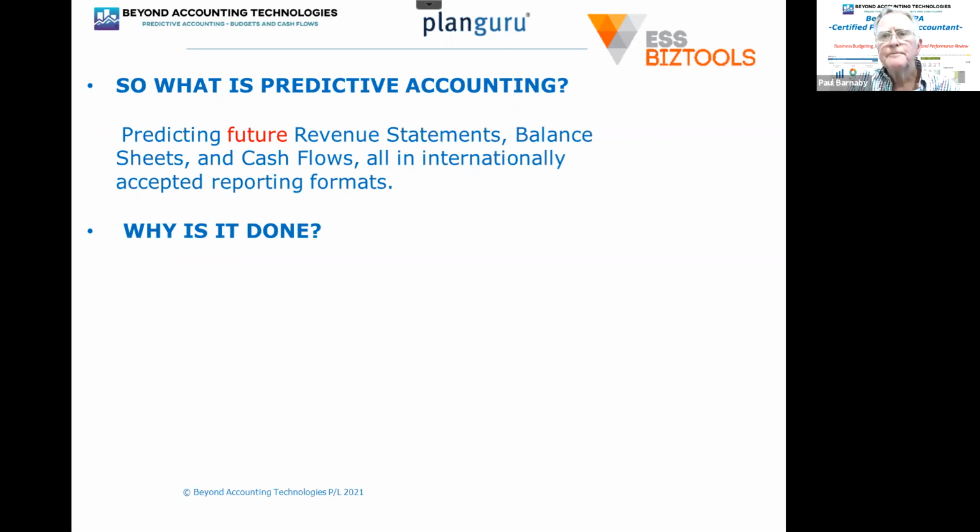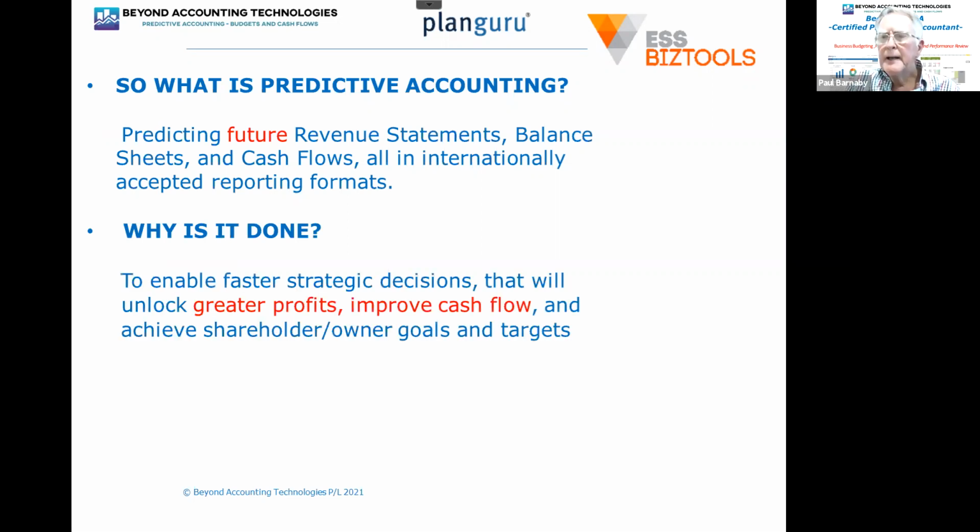Why is it done? That's a little more simple. It's done so that those important strategic decisions can be made much more quickly. Because really what it's all about is unlocking profits, improving cash flow, the core reasons why people are in business. And that leads them to achieve their own goals and targets. So what we're saying is that by using predictive accounting, we can identify what our shareholder or owner of the business goals and targets are and show them how they can get there by applying certain strategies.